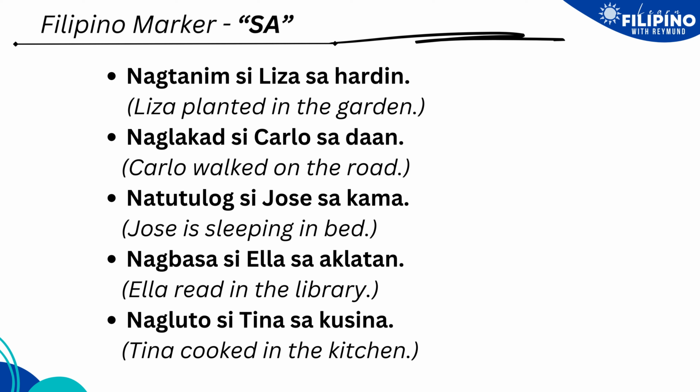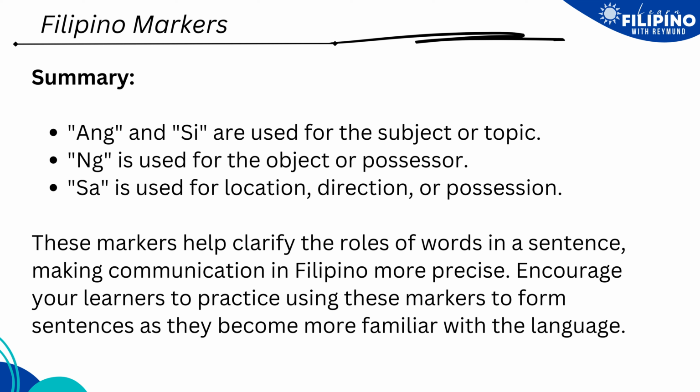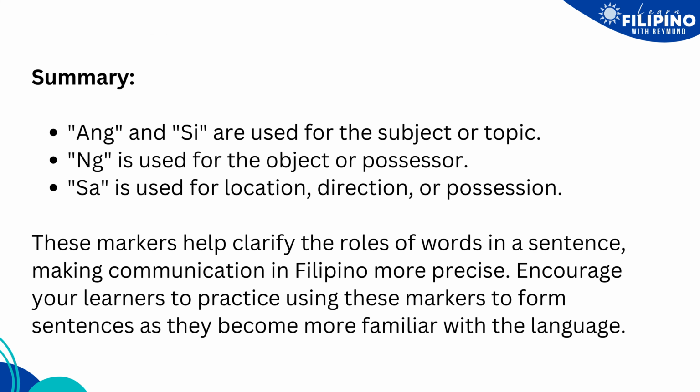And for our summary, once again, ang and si are used for the subject or topic. Ng is used for the object or possessor, and sa is used for location, direction, or possession. So these markers help clarify the roles of words in a sentence, making communication in Filipino more precise. So learners are encouraged to practice using these markers to form sentences as they become more familiar with the language.